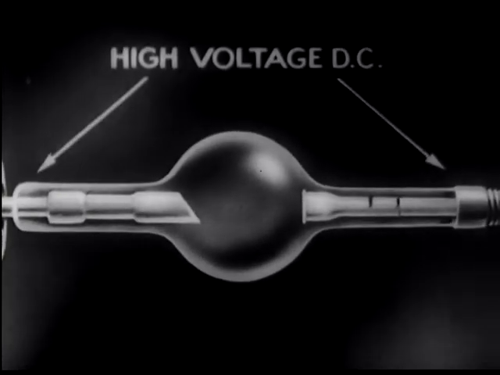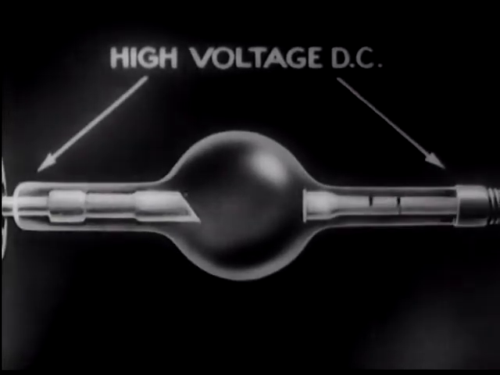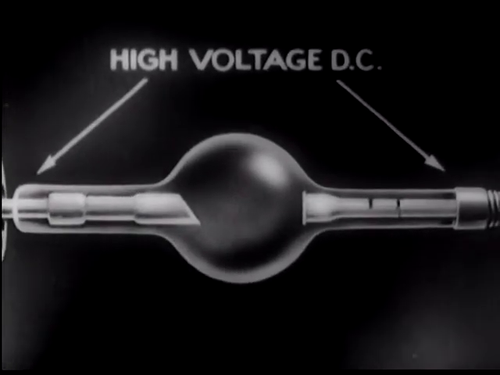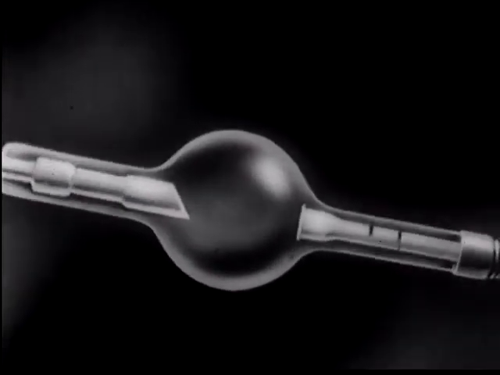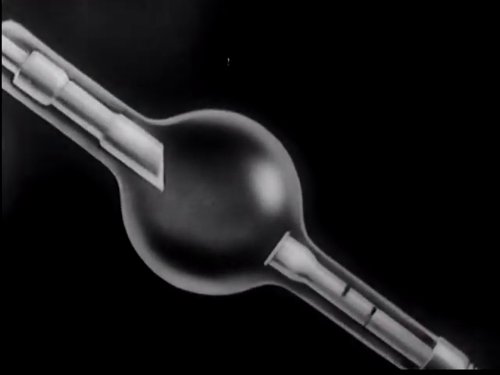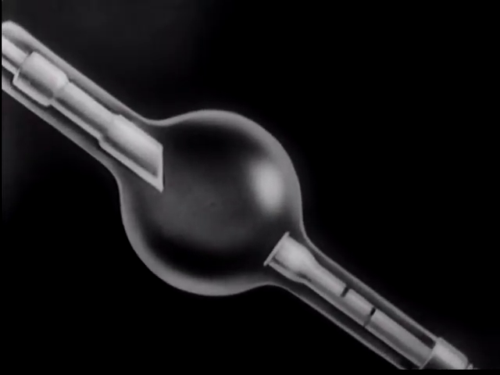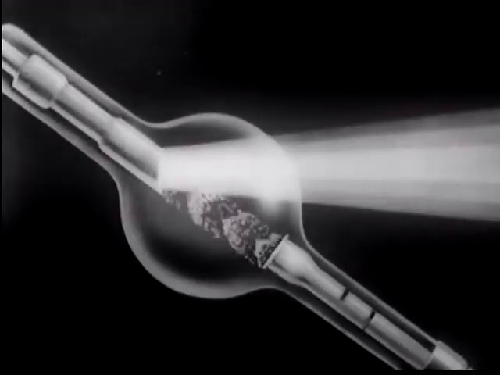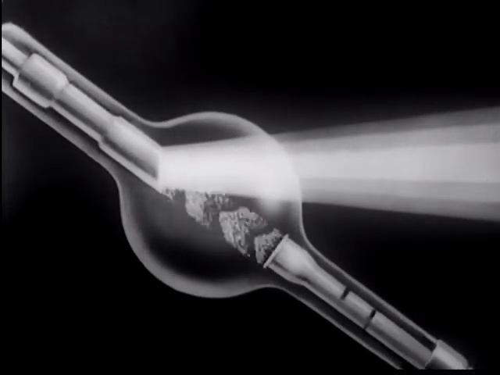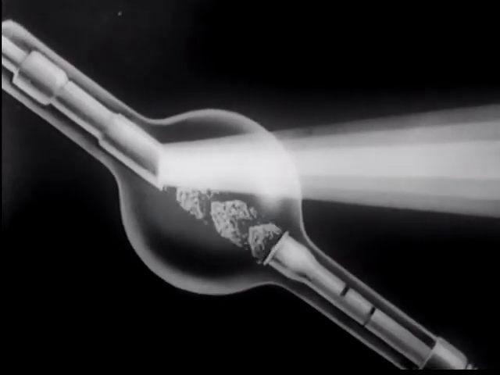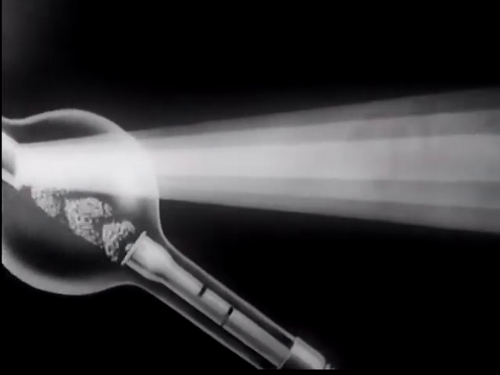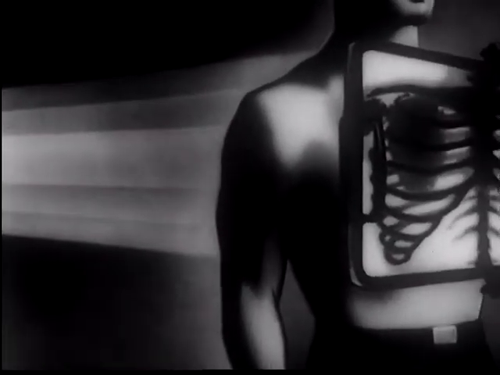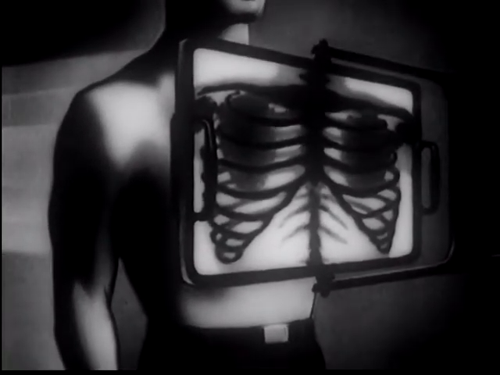A high potential ranging up to 300,000 volts or more is applied between the anode and cathode. Electrons are emitted by a focusing cathode. Due to the extremely high voltage, the electrons hit the anode with tremendous impact and cause the emission of waves of exceptionally high frequency. These high-frequency waves do three useful things: penetrate, excite fluorescence, or affect photographic plates.